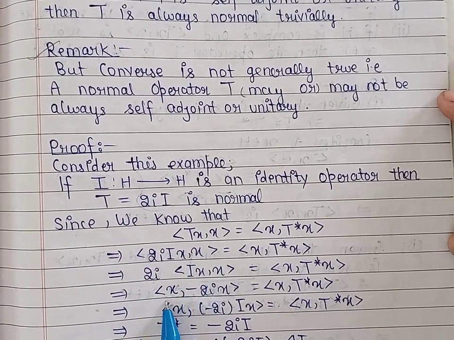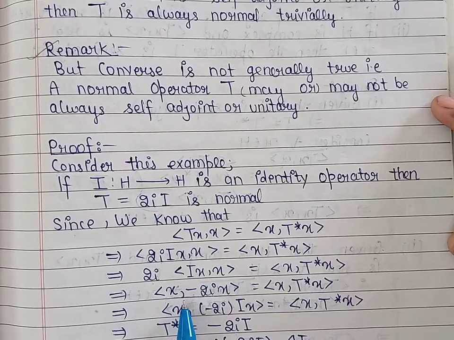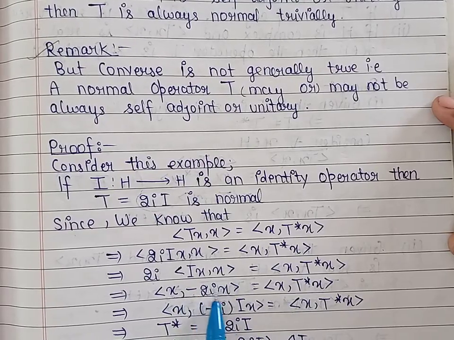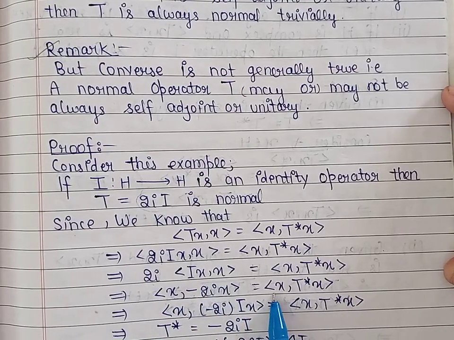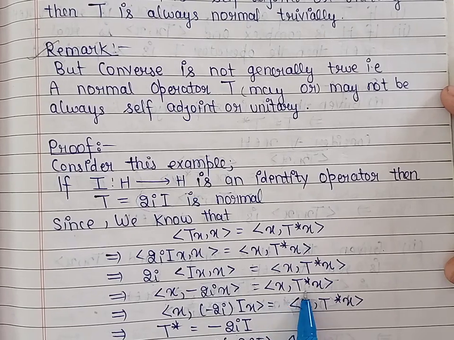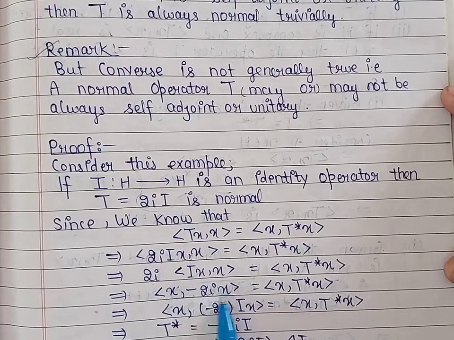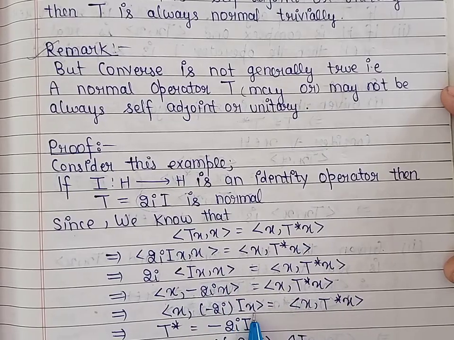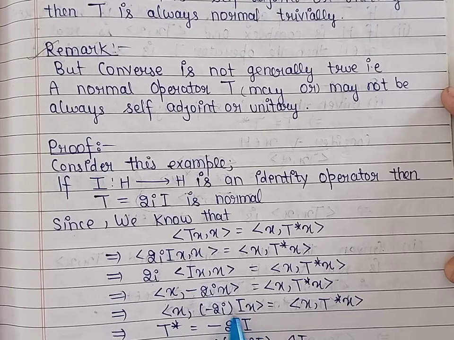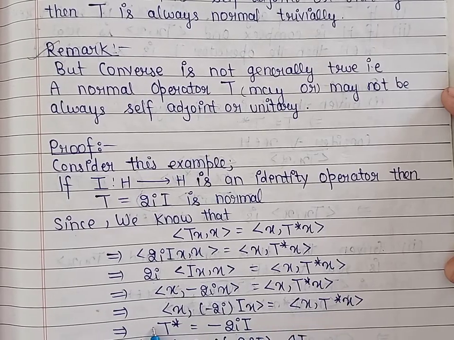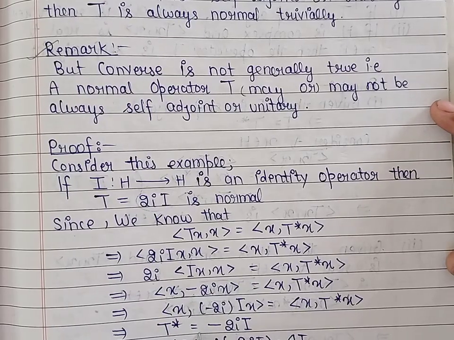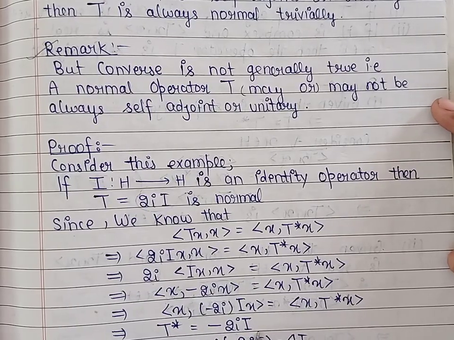So from here we get the inner product of x with minus 2 iota x is equal to the inner product of x with T star x. Now from here this x can be written as identity of x, because identity of x is the same as x itself. So from here we get T star is equal to minus 2 iota into I.